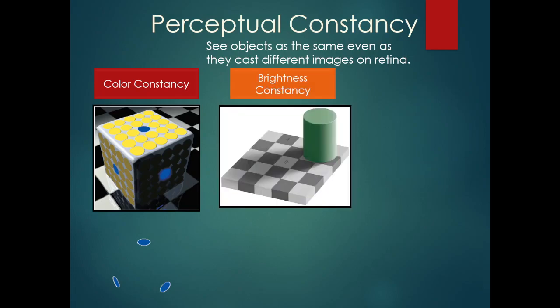Brightness constancy is another example. Here we have a checkerboard. We have a cylinder that's casting a shadow across the checkerboard, so that you see the square labeled A as a shade of dark gray, and you see the one labeled B as a variation on the light gray squares, right? You see it as being in shadow, but it's obviously a different color than the A, right? Obviously, except obviously, it's not.